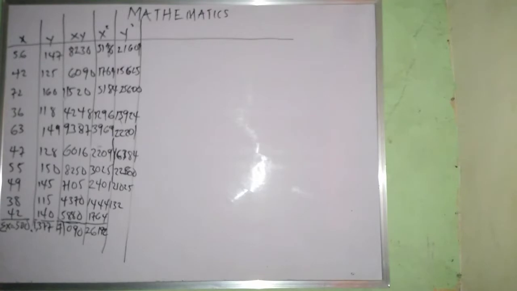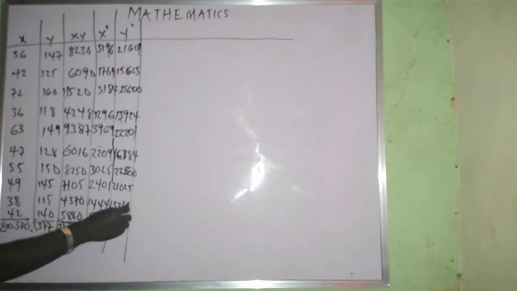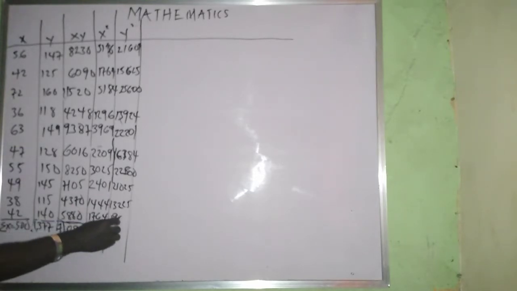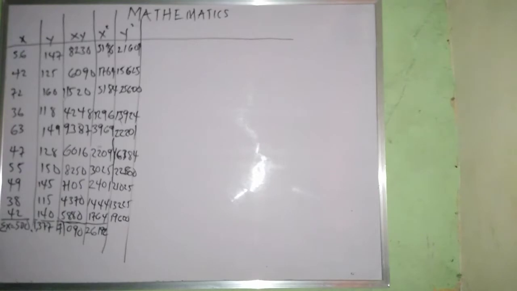I'll be having 132 and 25. And this one will be 196000. Now if I should sum up this number, for now I don't need the sum up. Now, this is where I will now work. I want to achieve my what? I want to achieve something like this.